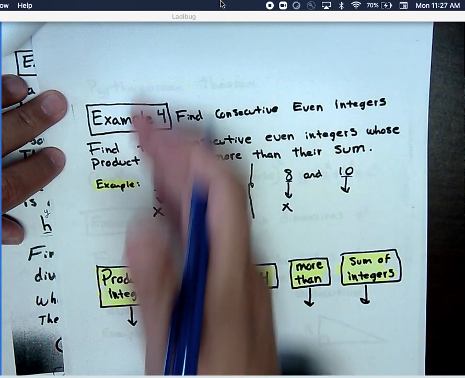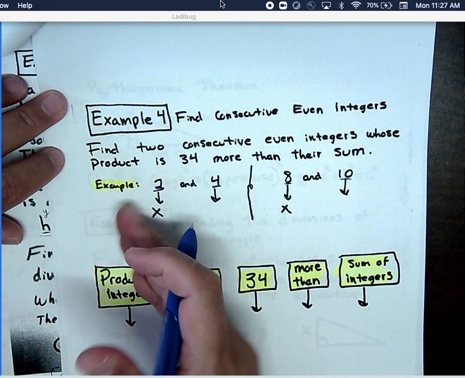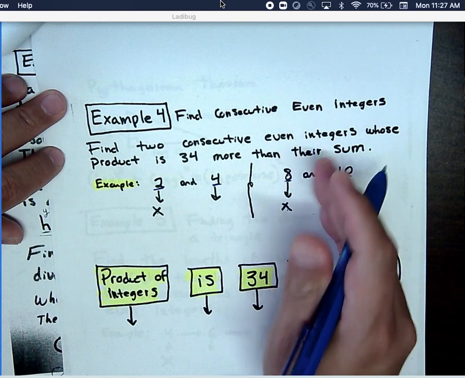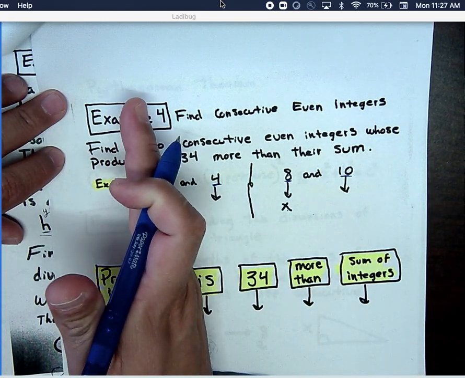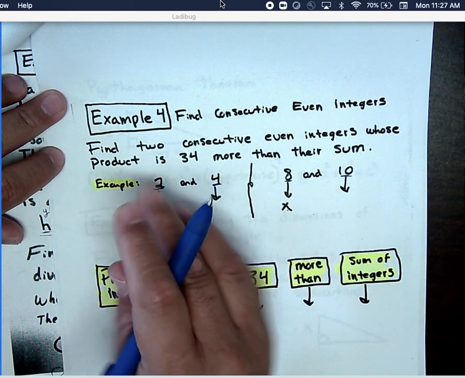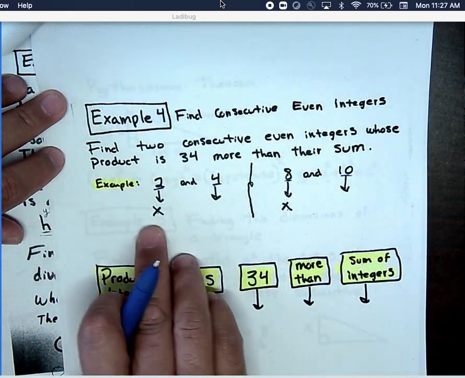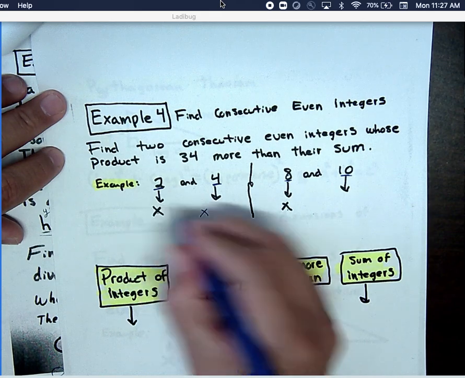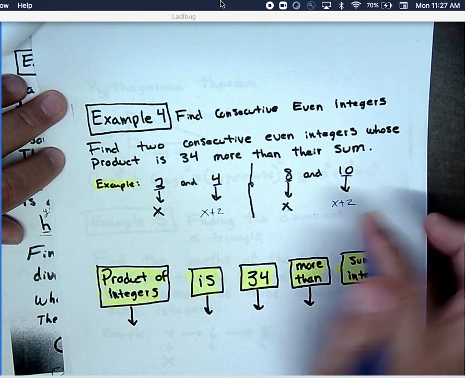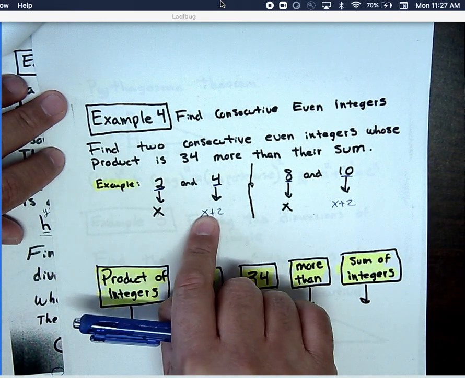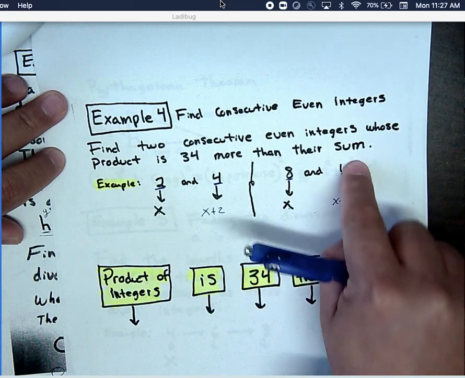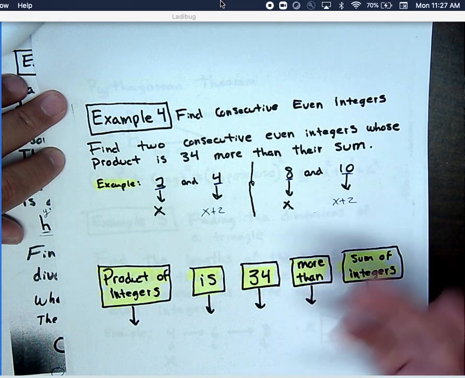Algebraically, you can say the first one is x. The 8 would be x in this example. How do you get from 2 to 4? You're adding 2. So two consecutive even integers expressed in algebra would be x and x plus 2. Because if x is 2, plus 2 would be 4. If x is 8, if you add 2, it would be 10. Those are consecutive even integers.